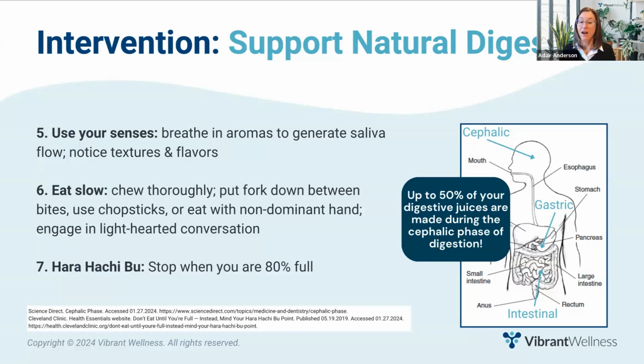Number 7, hara hachi bu. Hara hachi bu is a Japanese term meaning eating until you're 80% full. It originated in the city of Okinawa, where people use this advice as a way to control their eating habits.